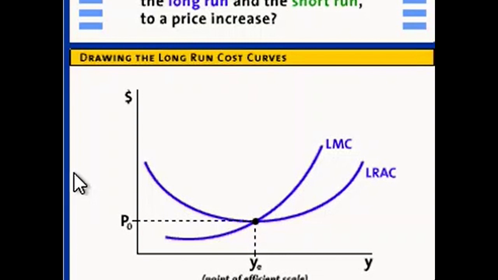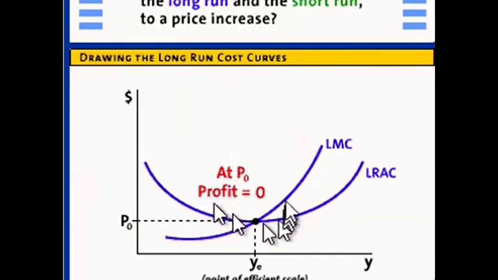If the price were higher, the firm would be making a positive economic profit. If the price were lower, the firm would be making an economic loss. But as it is, when the firm is operating at the point of efficient scale, the firm is making zero economic profit. The firm is breaking even. It's making just enough money to cover the opportunity costs of all of the resources that it's using to produce its trucking services. Now, let's consider the short run.